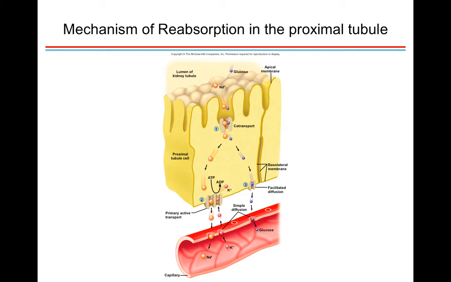And this is the important mechanism of reabsorption that occurs in the proximal tubule, specifically looking at the reabsorption of sodium and glucose. And the player that plays a role in this that's not part of the reabsorption directly is potassium. So potassium is leaving the capillary and entering the cell via the sodium-potassium pump that uses ATP hydrolysis to pump both of those ions against their concentration gradients.